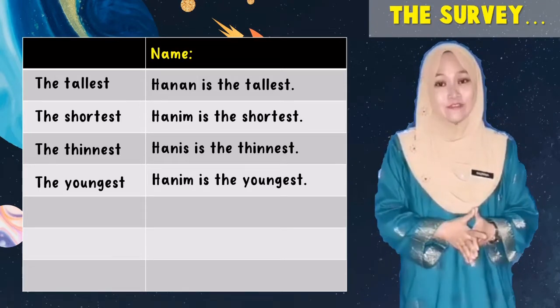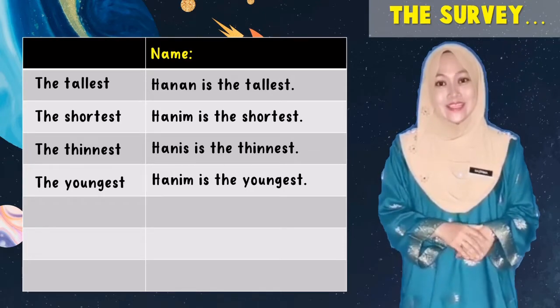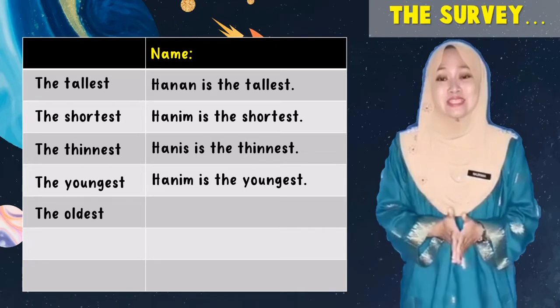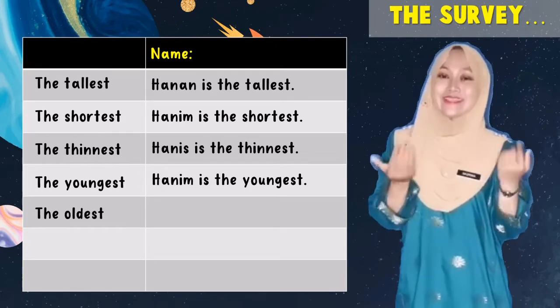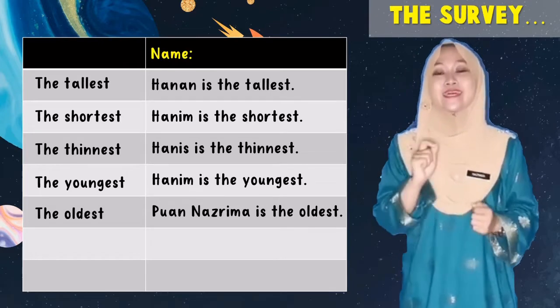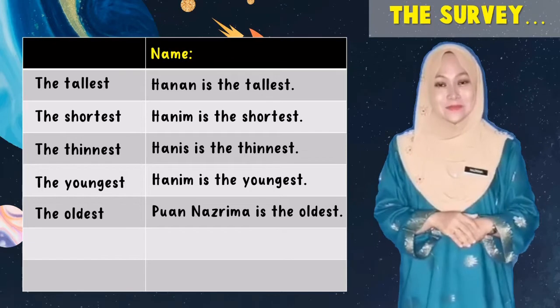Next superlative adjective, the oldest. Who's the oldest? The answer is Puan Nazrima is the oldest. So you have to write down Puan Nazrima in the sixth row, the oldest.